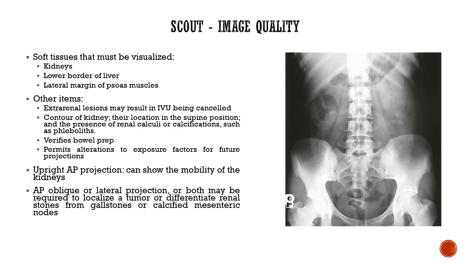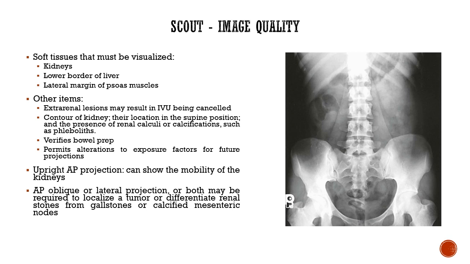The images that we can see are the kidneys, the lower border of the liver, and the lateral margin of the psoas muscles. Other items are extrarenal lesions that may result in the IVU being canceled, the contour of the kidney, their location in the supine position, and the presence of renal calculi or calcifications such as phleboliths. It verifies bowel preparation. It permits alterations to exposure factors for future projections, and an upright AP projection can show the mobility of the kidneys.